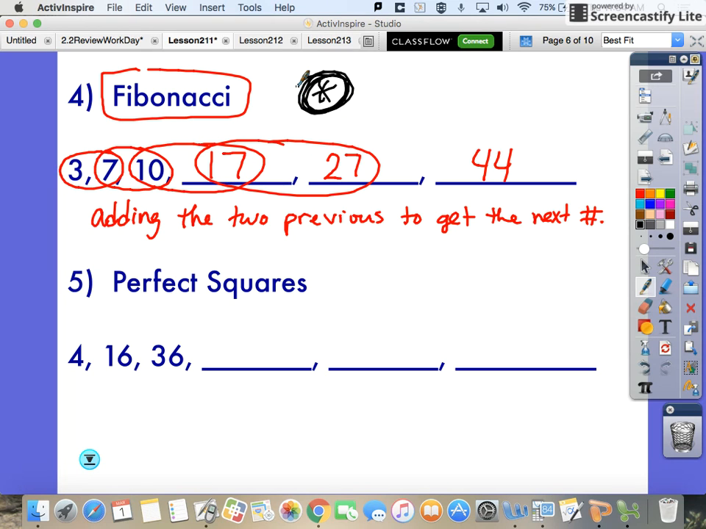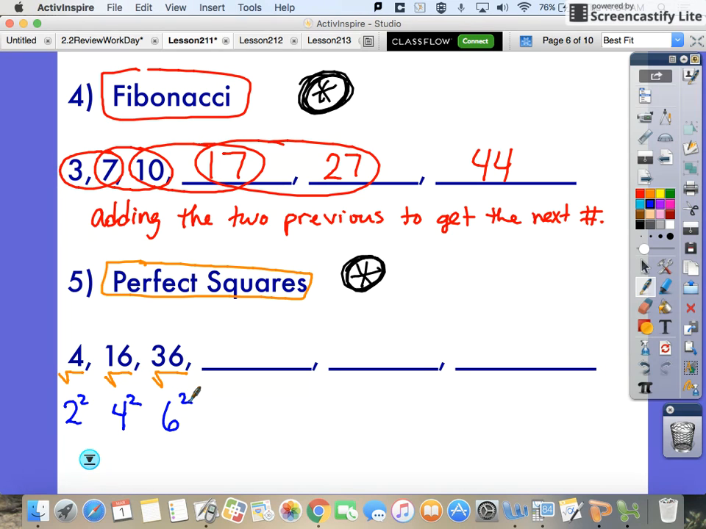All right, this is another one that's probably going to be on the test. Hint, hint, nudge, nudge. So perfect squares are numbers that you can square root. So the square root of 4, the square root of 16, the square root of 36. The square root of 4 is 2. So basically what that means is 2 squared equaled 4. The square root of 16 is 4, which means 4 squared was 16. The square root of 36 is 6, that means 6 squared was 36.